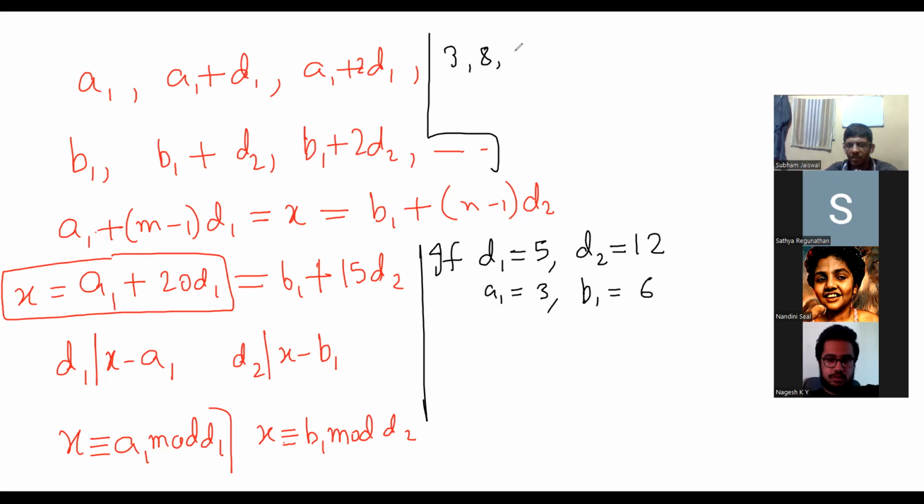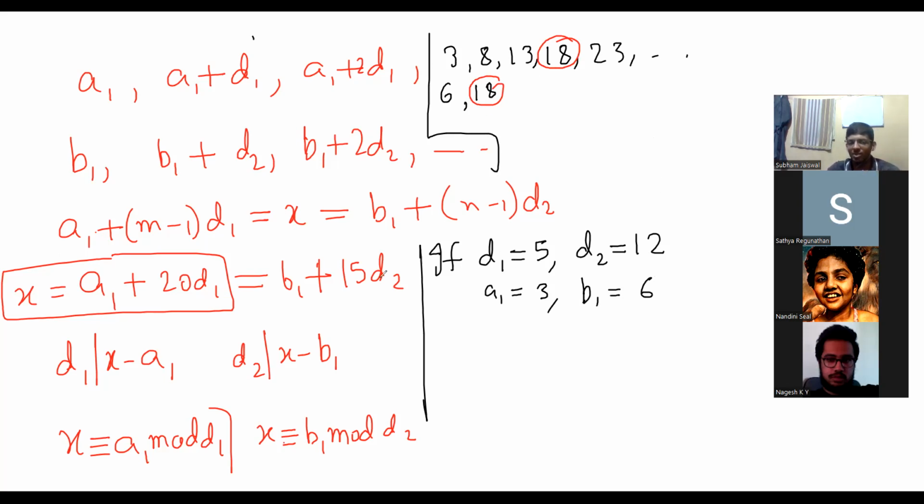8, 11, 13, 18. Okay, maybe, I don't know when it will reach. So 23 and so on. And this one starts with 6, and then 18, boom. So you see 18 is there. Now, I did not choose the a1 and b1, and it came out to be matching.